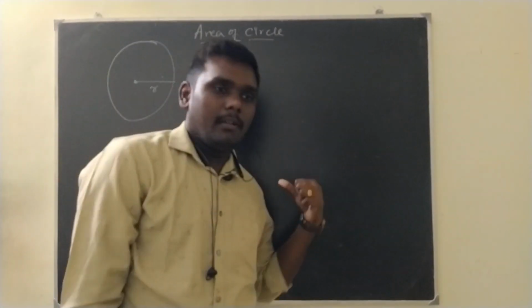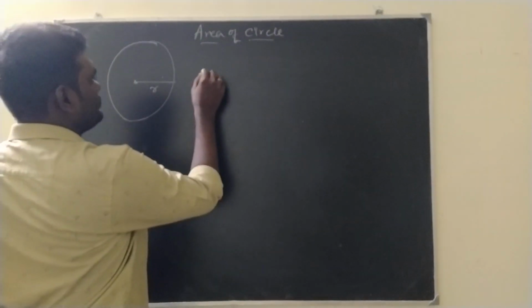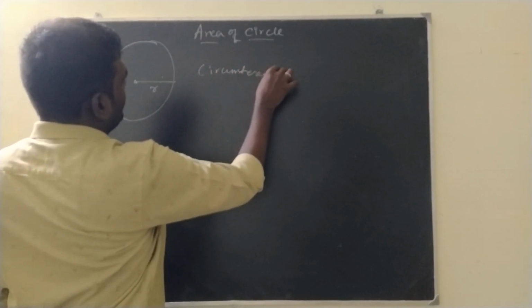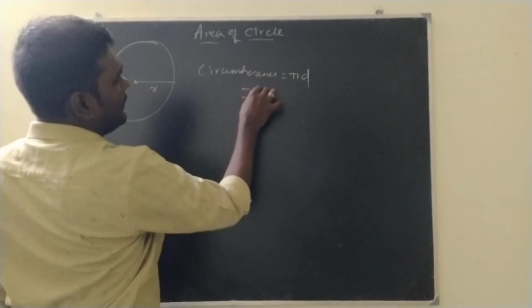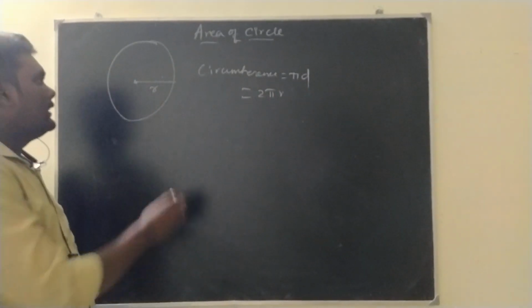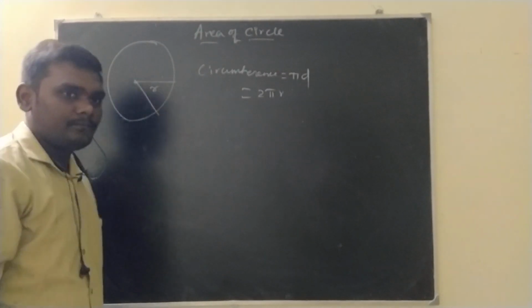Previously we have seen the perimeter of this circle. Sorry, the circumference of the circle is pi d, or in terms of radius it is 2 pi r units. Now we need to find how much area will be enclosed in this boundary, in this circumference.